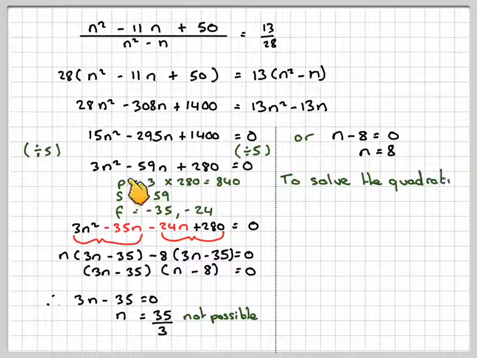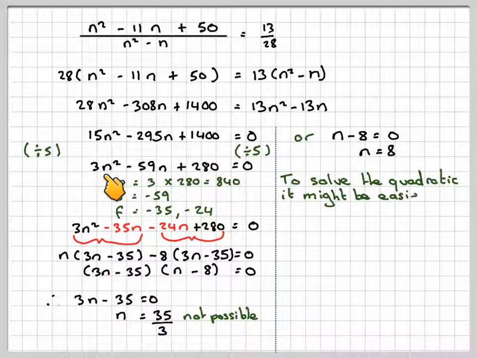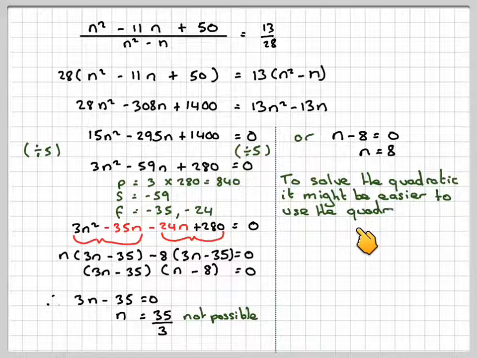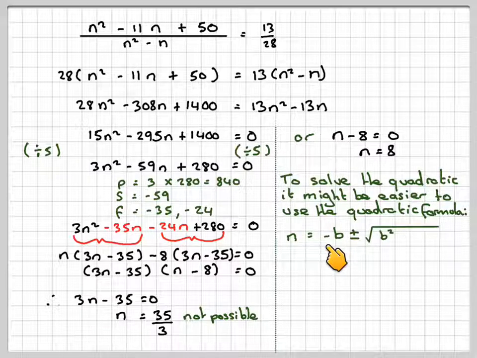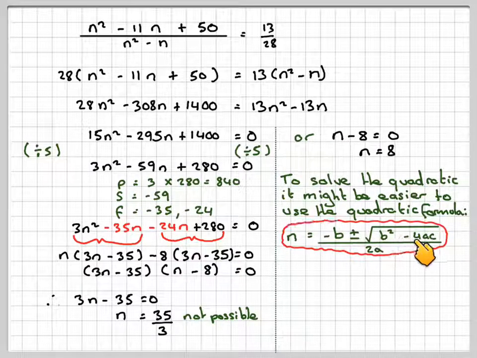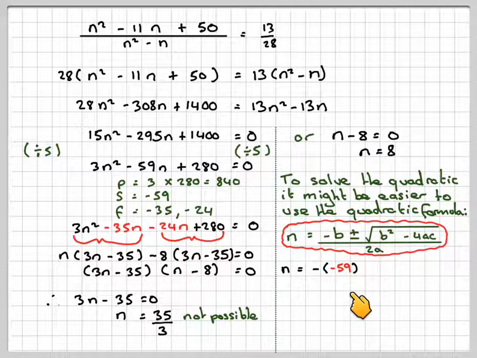Now, it might have been better or easier, particularly in an exam, to solve this using the quadratic formula because the numbers are quite large. So using n equals minus b plus or minus the square root of b squared minus 4ac, over 2a. You should really learn this, but it is actually printed in the front of any exam. Putting the numbers in, we're going to get minus 59. Be careful with the minus signs.